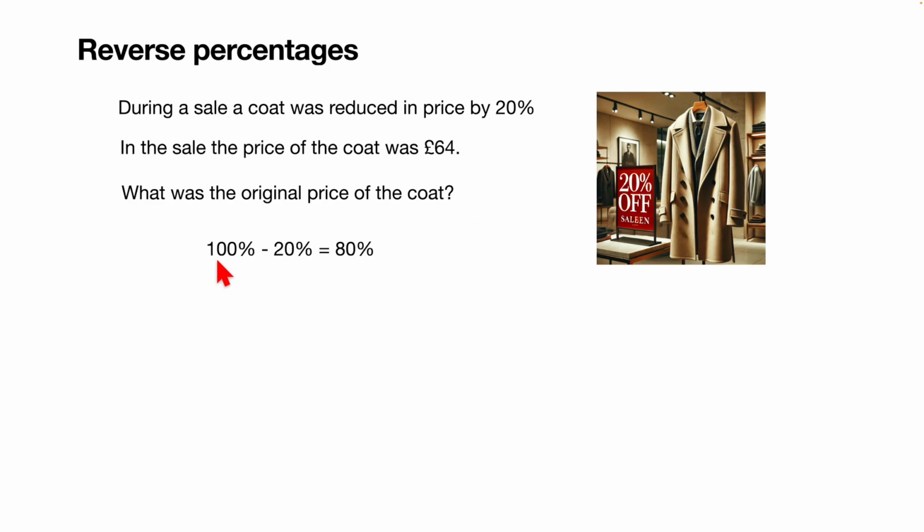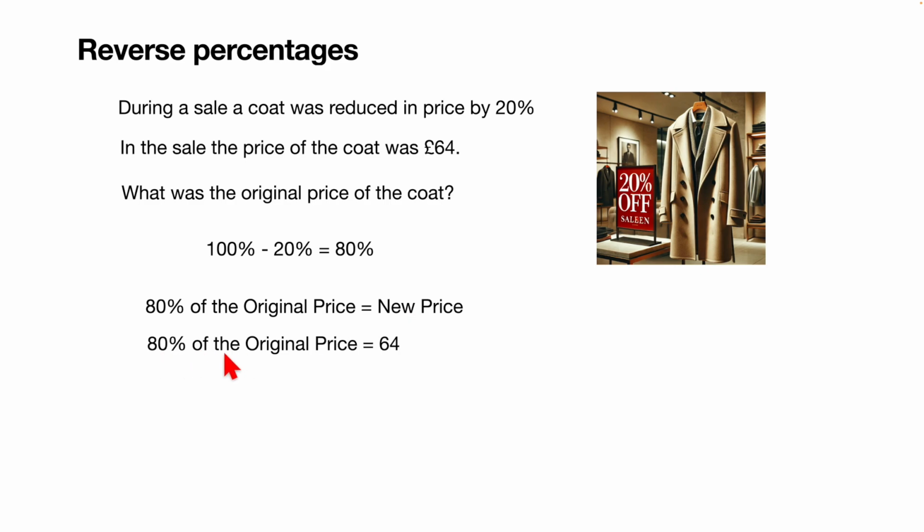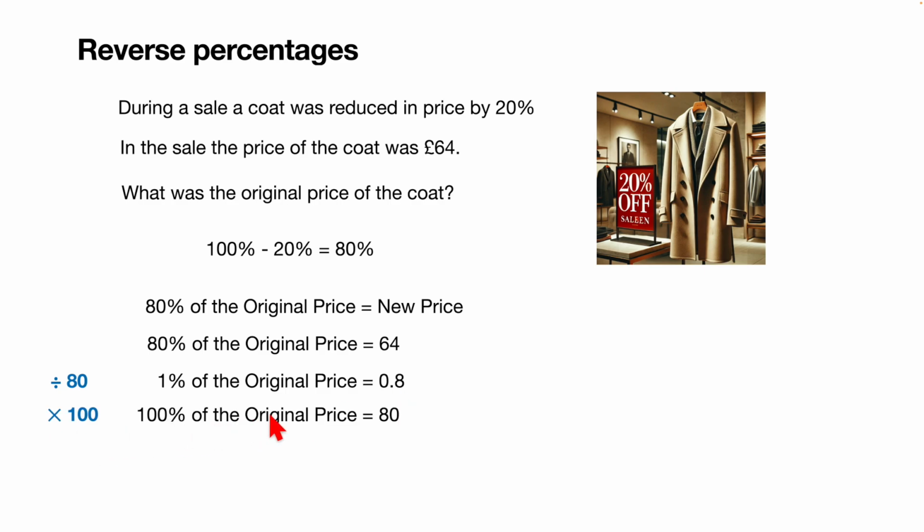We start out with the old price, and that was 100%, but we took 20% off the price. So we ended up with 80% of the original price. So 80% of the original price is equal to the new price. 80% of the original price is 64. We then divide by 80. So 1% of the original price is a mere 0.8 or 80p. And then we multiply by 100 to get 100% of the original price is £80.